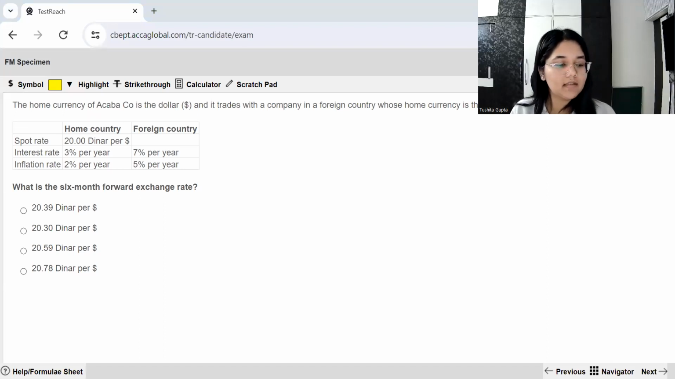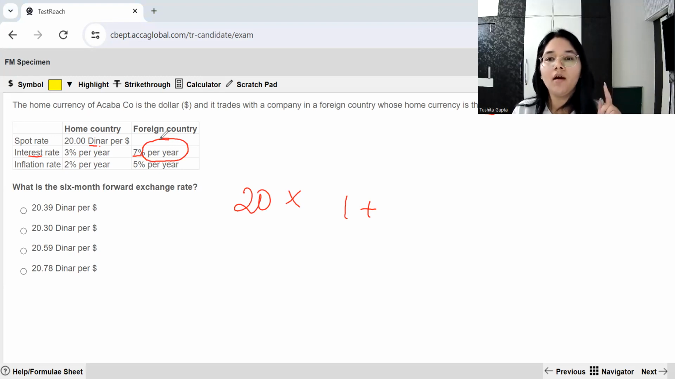The formula is, the spot we have is 20. We multiply that by 1 plus the interest rate of dinar, which is our foreign currency, 7%. Please pay very good attention to the fact that this is per year and we are calculating the rate for 6 months only, because the 6-month forward exchange rate has been asked. So we have to divide this by 2, or multiply by 6 over 12, to arrive at the interest rate for the 6-month period.